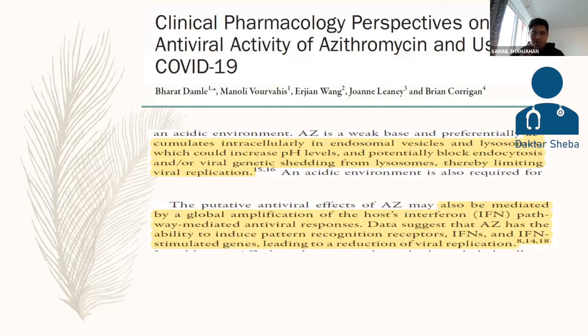So this is a pharmacological paper. Ora ekhane bolte chaiche je basically they alter the pH of the cell, and that's how they inhibit the endocytosis of the virus. That's how it prevents viral entry and prevents infection. But you know, it's in the mouse. That's not in the human body. So there's no clear evidence that azithromycin has an antiviral effect in the human body.